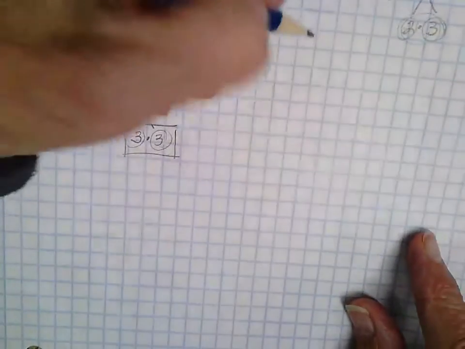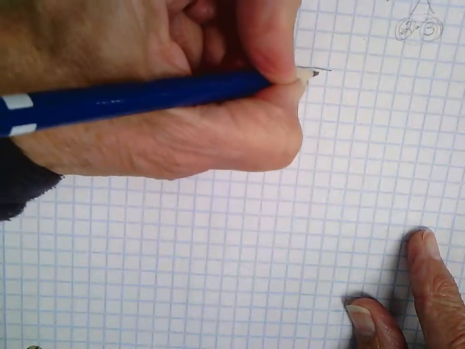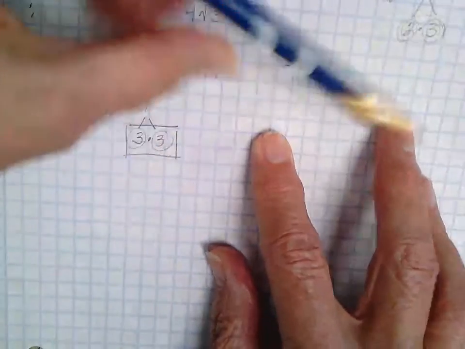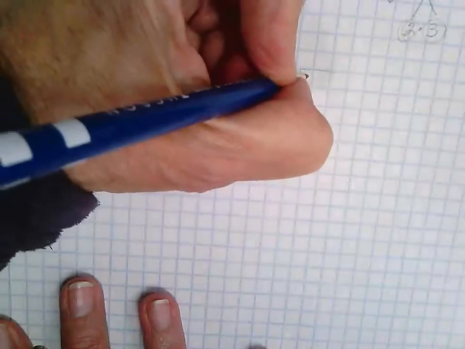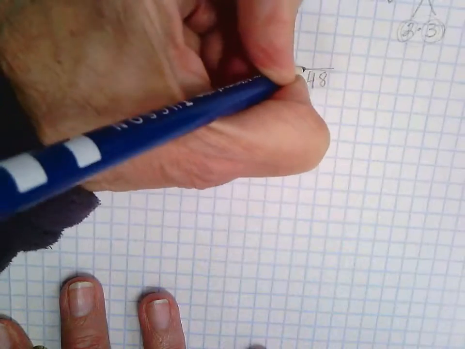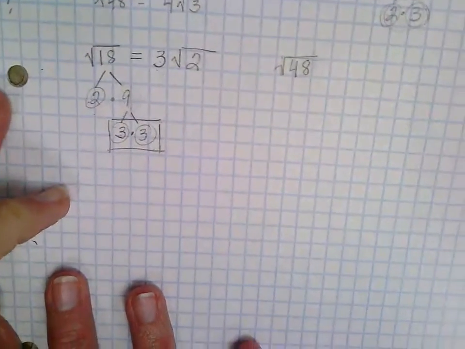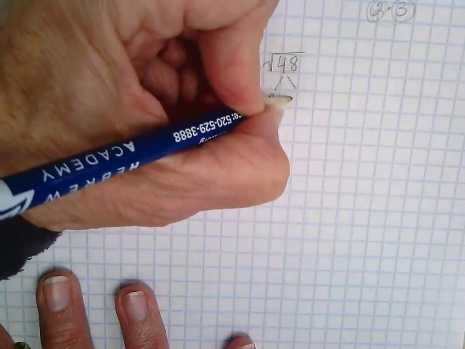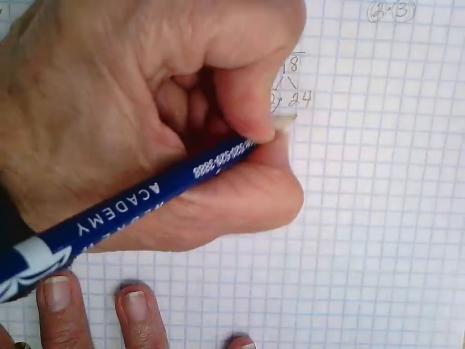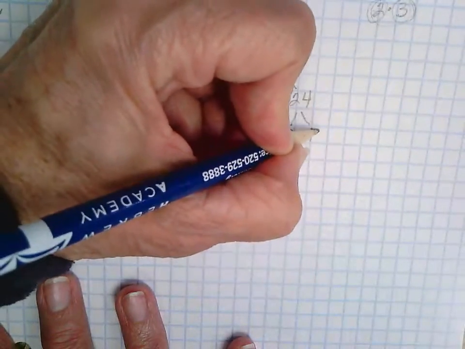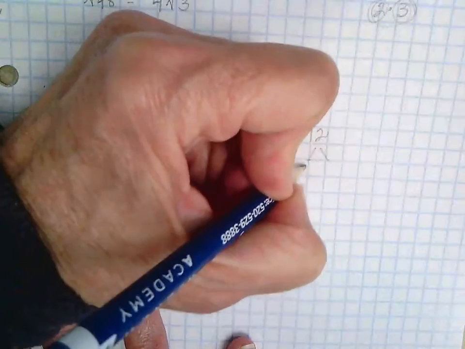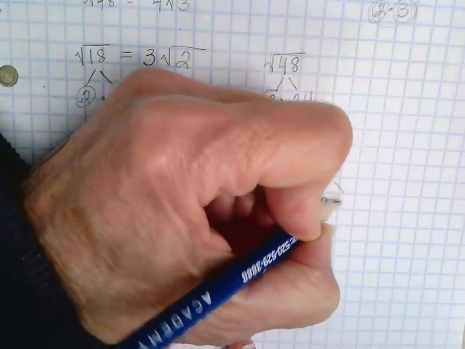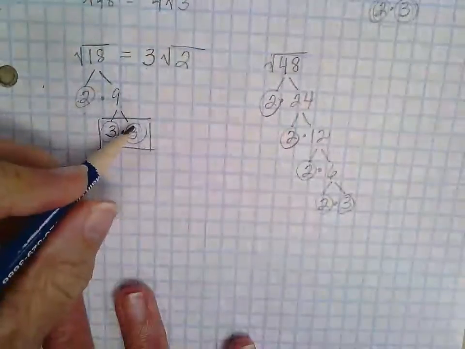We'll try it with the 18. Oh, I already did that. I factored it. Let's do 48. 48 is going to show us just another little characteristic of doing it this way. 2 times 24. 24 is 2 times 12. Circle the 2. I've got 2 times 6. Circle the 2. And 2 times 3. Circle the 2 and 3, and I'm done.